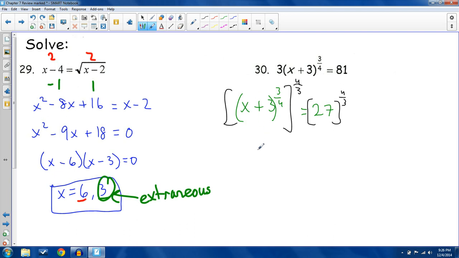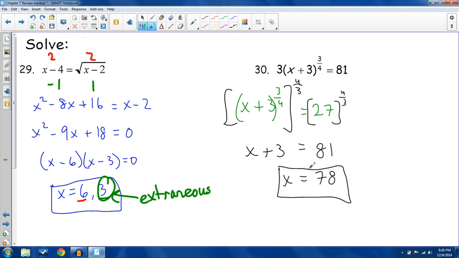Okay, x plus 3 equals... Cube root of 27 is 3. 3 to the 4th power is 81. We've kind of already had a number like this. And x equals 78. Okay, that's it for solving.